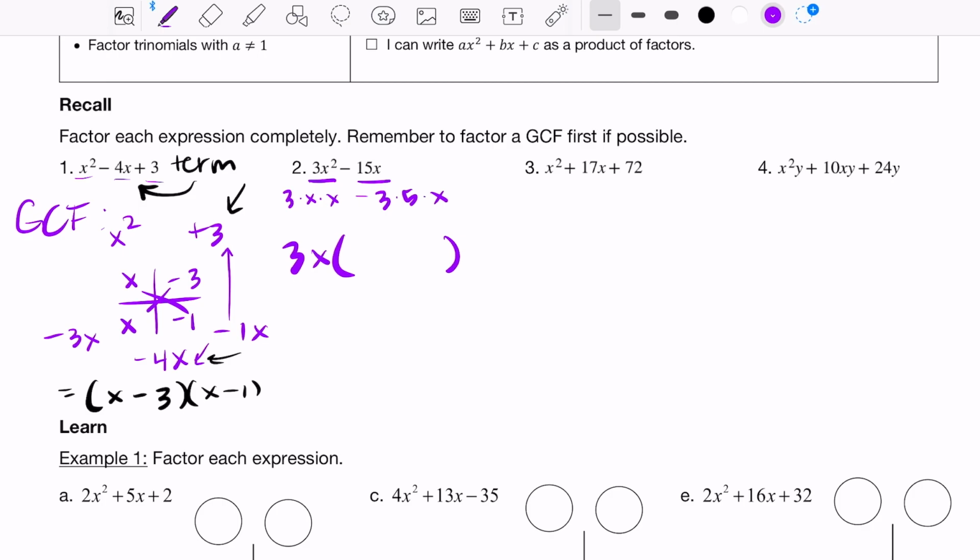And so because they had 3x in common, we're wondering 3x times what would give me that. So 3 times 3 is 1, but we need another x. And then for the second term, we know it's going to be a minus. So we're saying 3 times what will give me this 15, and that would be 5. And x times what will give me x, and that's just 1. So that's where we get that the final answer is 3x times x minus 5, because if I were to reverse the process, these two statements would be equivalent.